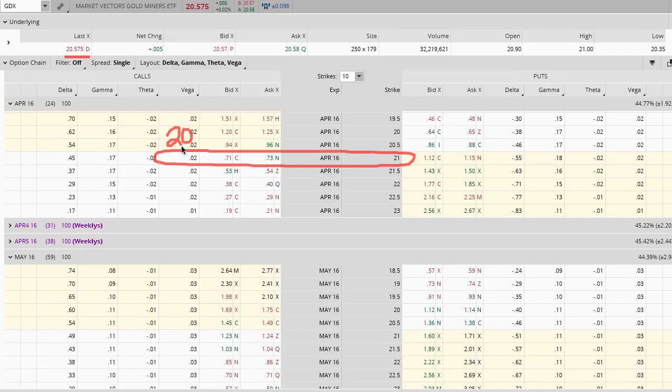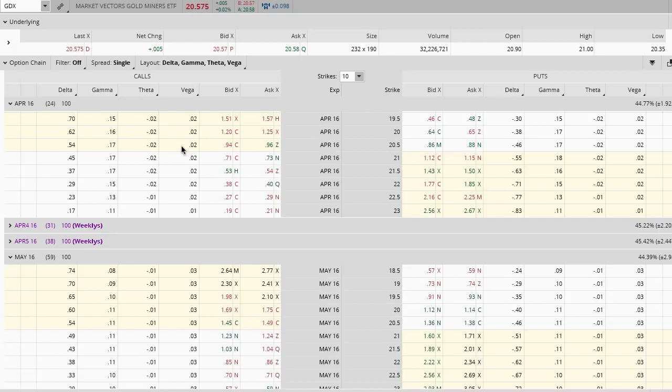The stock could stay exactly the same. We could be in the same day, with the time between now and expiration the same. Everything else being equal, just a rise in implied volatility, or the market expecting the stock to be more volatile than it was before, causes an increase in the value of these options.